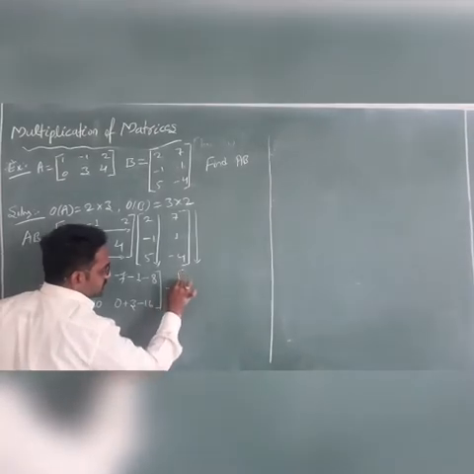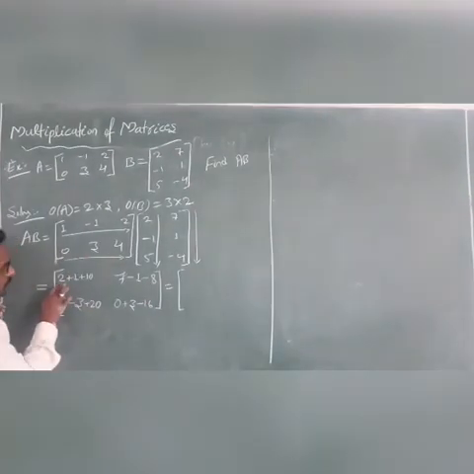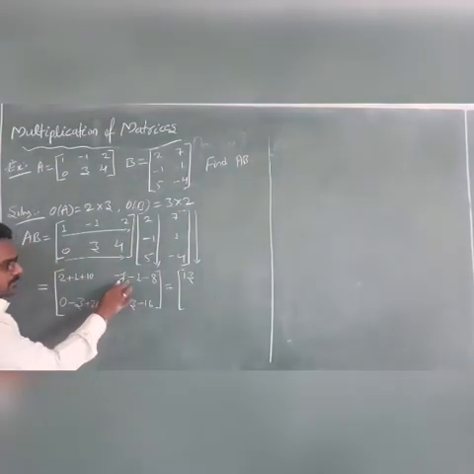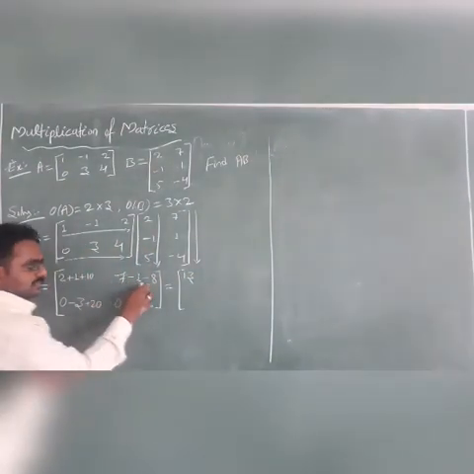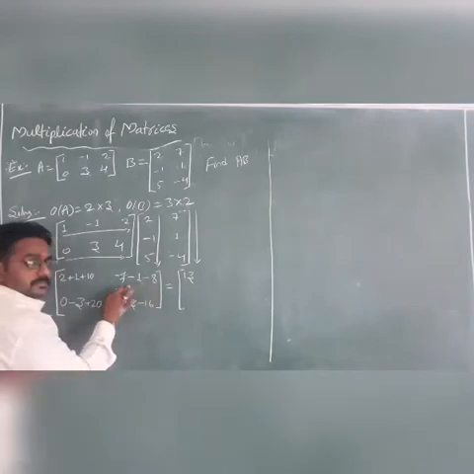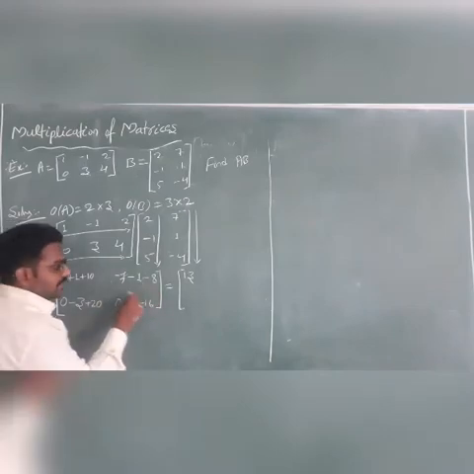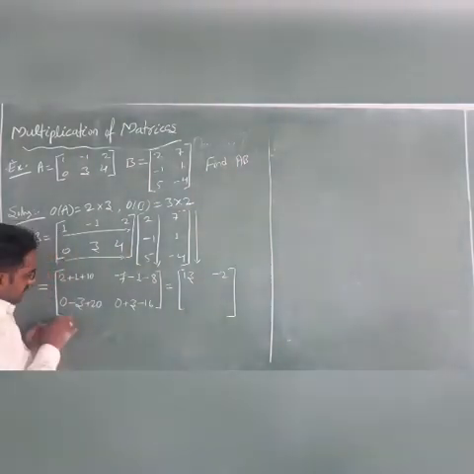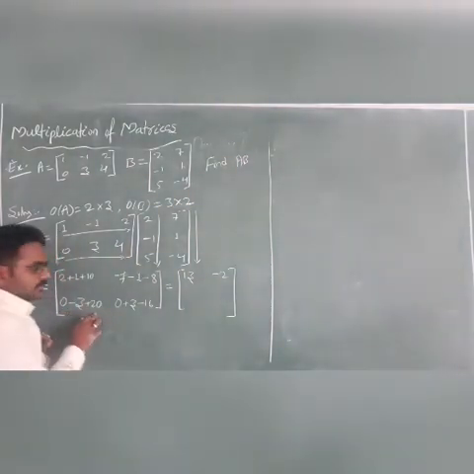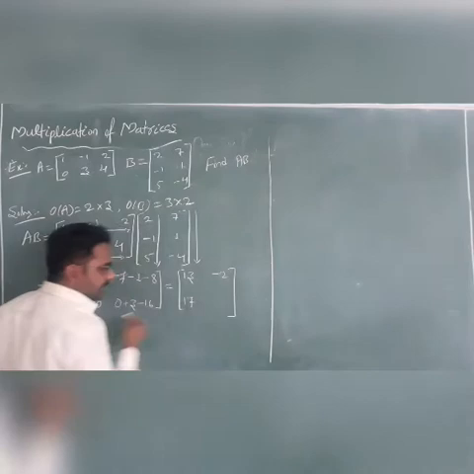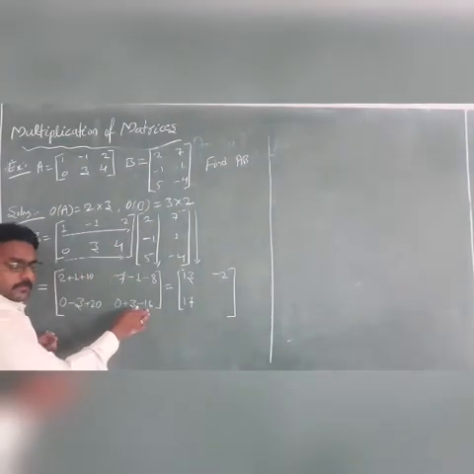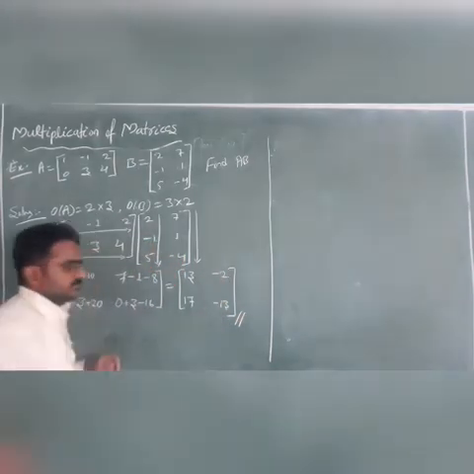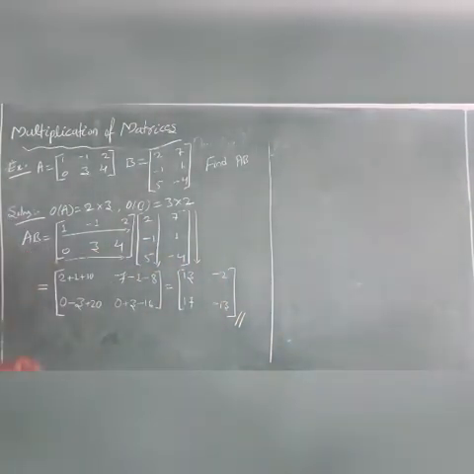So what is the answer, students, here? 2 plus 1 plus 10, that is 13. 7 minus 1 minus 8. What is that? Minus 8 minus 1, minus 9. Minus 9 plus 7, that is minus 2. Next, minus 3 plus 20, that is 17. 3 minus 16, that is minus 13. This is the product AB.